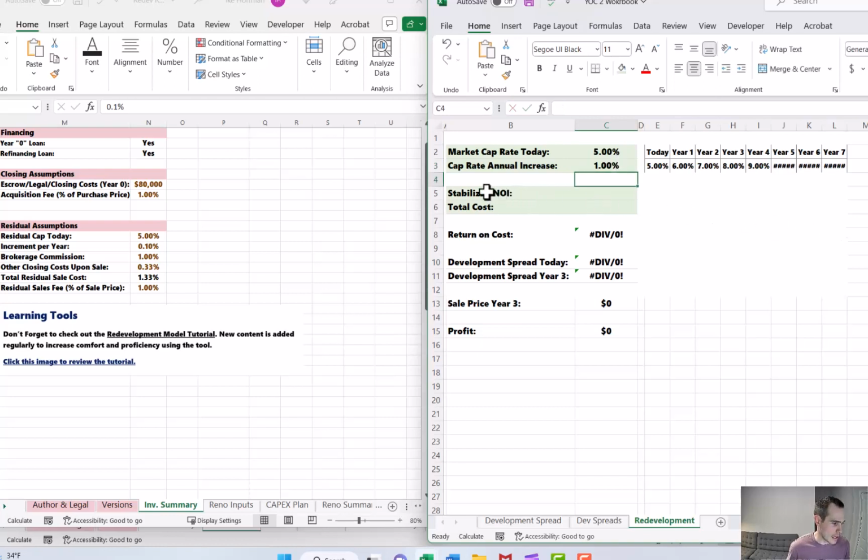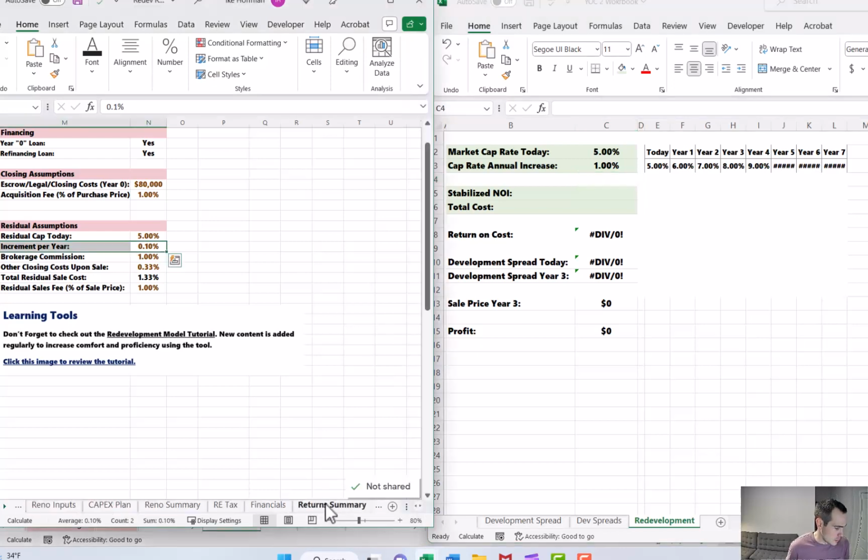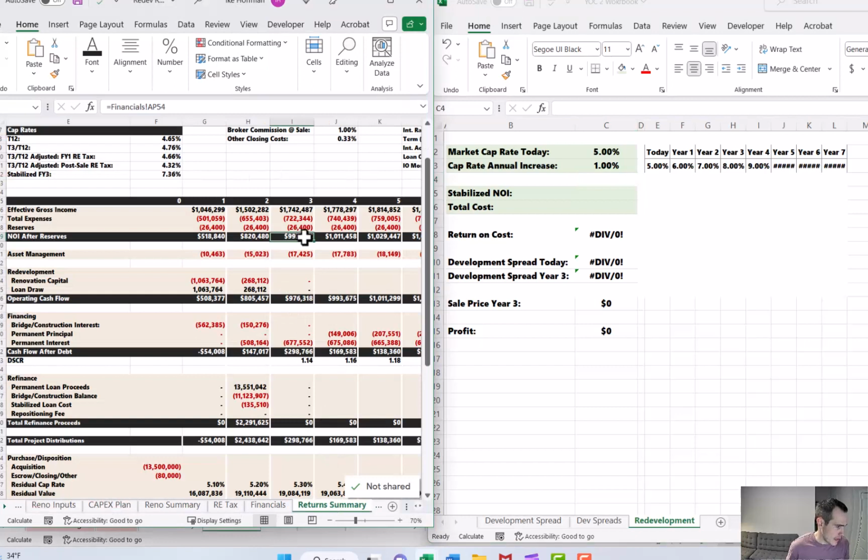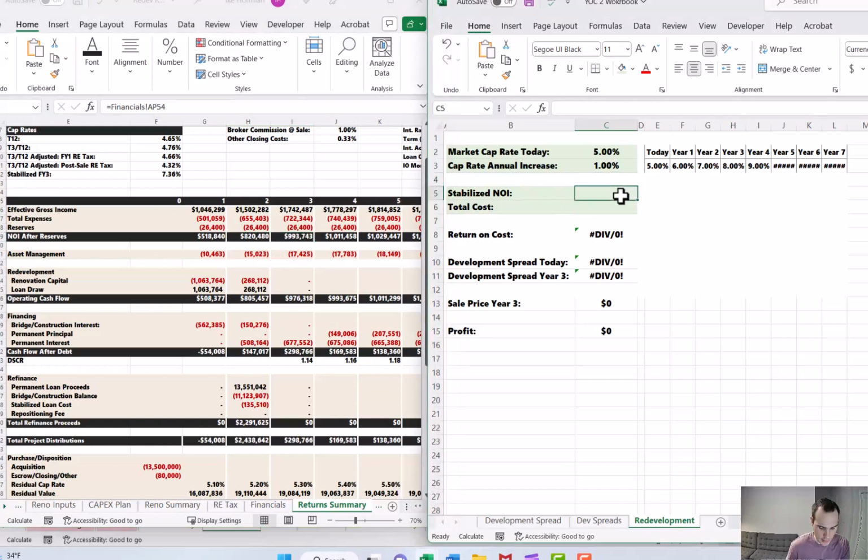And then our stabilized NOI. In this particular example, we're assuming that the renovation is going to take 2 years and the NOI won't stabilize until year 3. So I'm going to go to the return summary, and that stabilized NOI is $993,743, so almost $1 million. You can see how much it ramps up between years 1 and 3. It starts at about $500,000, gets to $820,000 in year 2, and then $993,000 in year 3. So I'm going to grab that directly from the model.